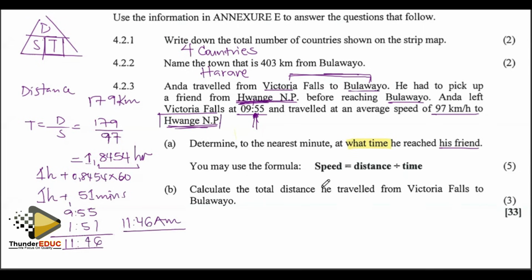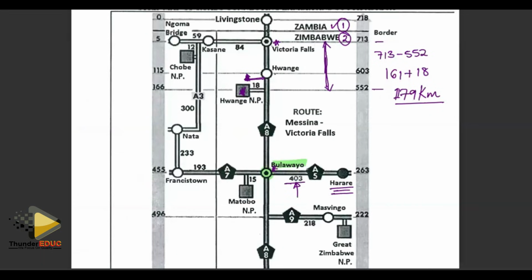Calculate the total distance he traveled from Victoria Falls to Bulawayo. Total distance from Victoria Falls to Bulawayo. Now the story has changed. They are saying from, but anyway, it's fine because there are two answers there. Think first and foremost from Victoria Falls. He has come here. All right, he has covered a distance.